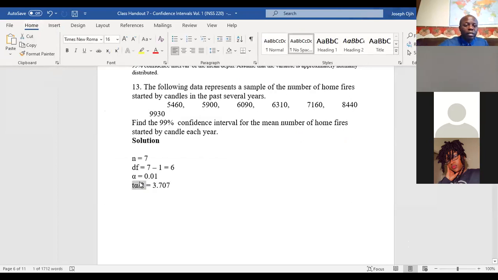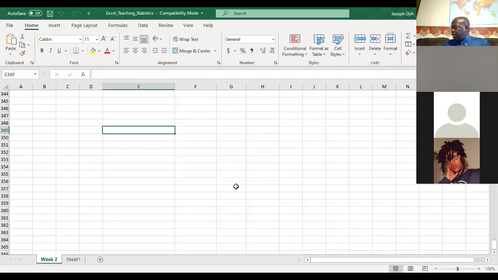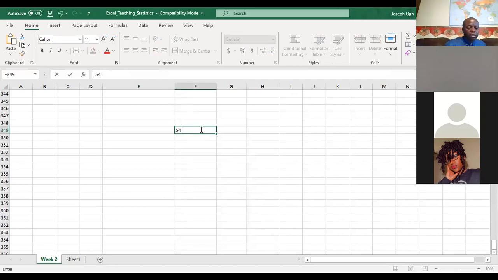Let us find the sample mean, the X bar, and the sample standard deviation. Since we don't have them here, we put the data in Excel to make it faster for us. I have it in my book, so I'm just going to type it in, and we can get our sample mean and sample standard deviation from there. We have 5,900.